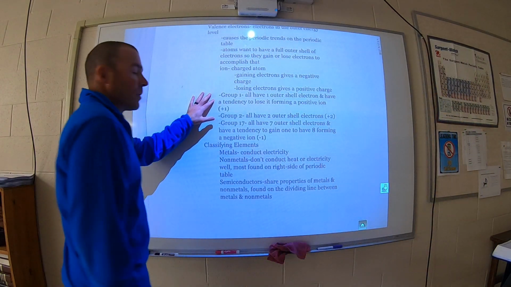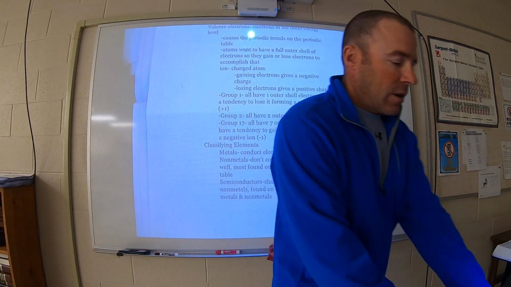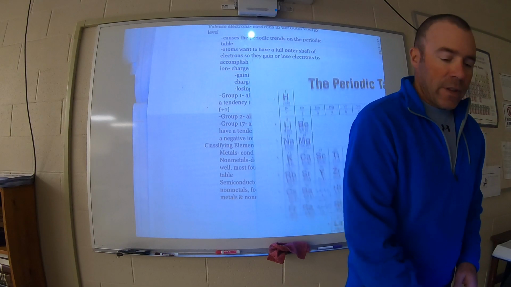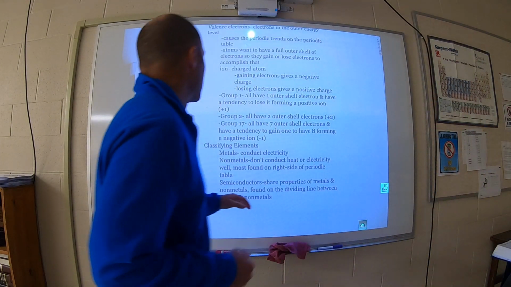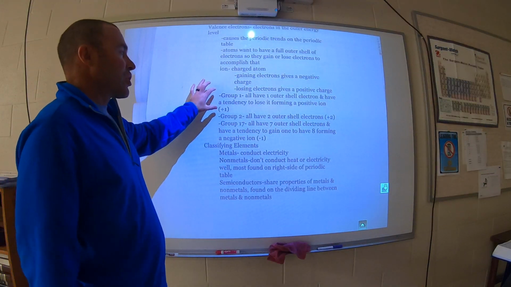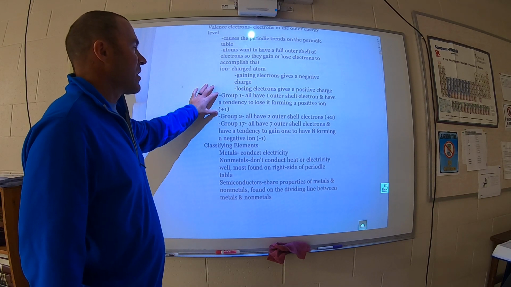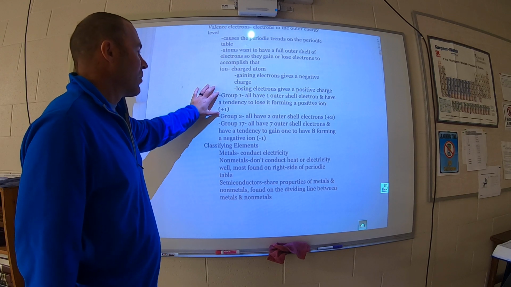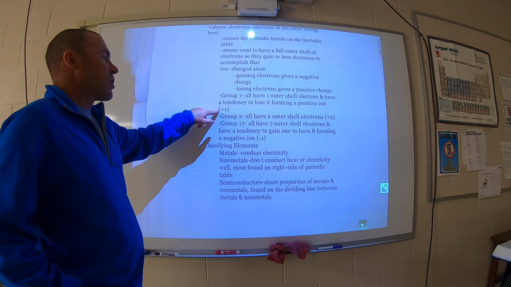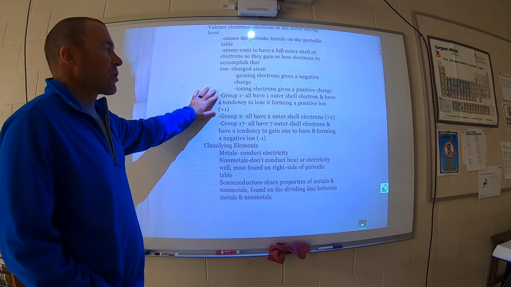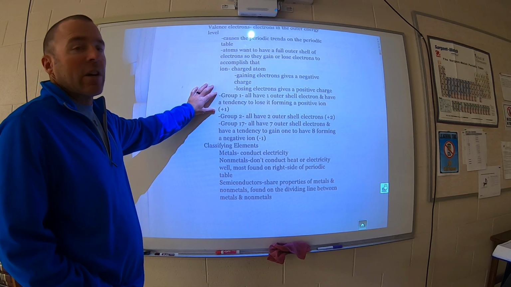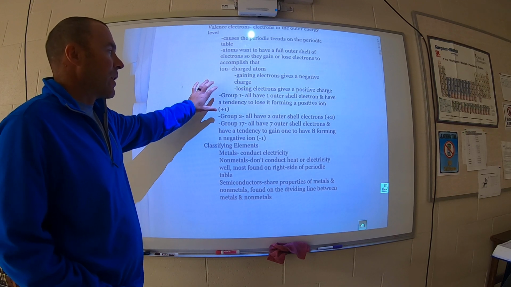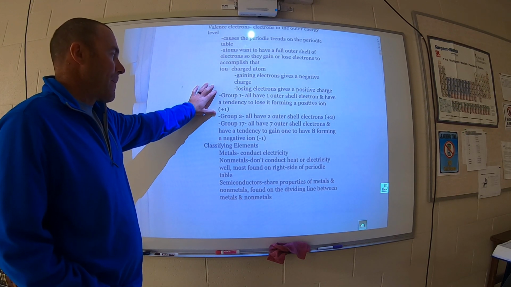Group 1 elements, which would be these here: hydrogen, lithium, sodium, potassium, and so on. Group 1 elements, they have one outer shell electron, and so they have a tendency to lose that to form a positive ion. So most of these will form only a +1 charge. Since they have one outer shell electron, they've got a tendency to be very reactive. They want to get rid of that electron, so they react with almost anything.